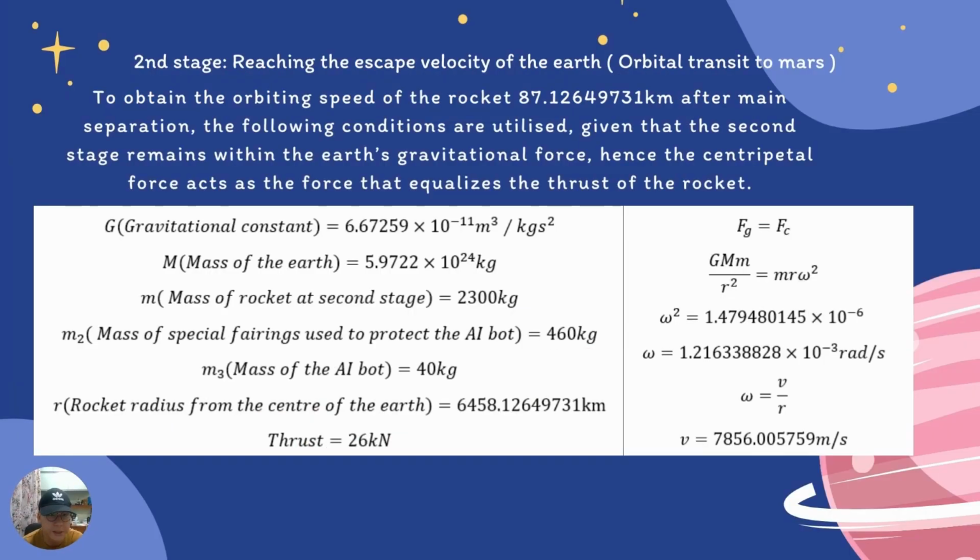Alright, on to the second stage, reaching the escape velocity of the Earth. To obtain the operating speed of the rocket, at 87.1264971 km after main separation, the following conditions are utilized. Given that the second stage remains within the Earth's gravitational force, the centripetal force acts as the force that equalizes the thrust of the rocket. According to the calculation below, we know that the thrust will be around 26 kilonewtons, and it is calculated that the velocity is 7,856 meters per second.